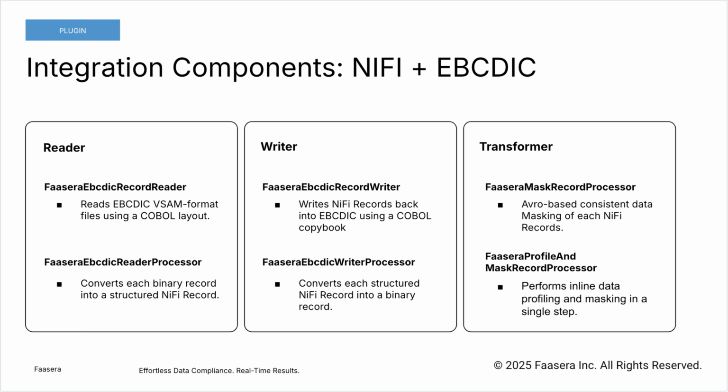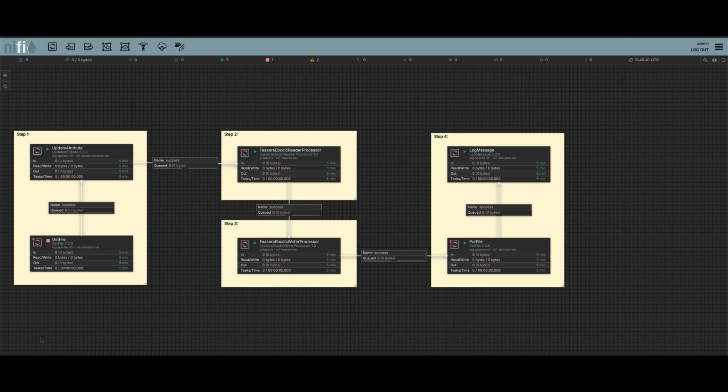Now, in addition to that, Faasera also comes with two advanced processors: MaskRecord, which applies deterministic obfuscation, and a combined profile and mask record, which uses AI to scan, detect, and mask sensitive data in one seamless step. But just a quick note, we'll dive into those in part 2 of the demo. In this session, we're focusing on the EBCDIC reader and writer, which are completely agnostic, meaning they can be plugged into any NiFi processor and work out of the box.